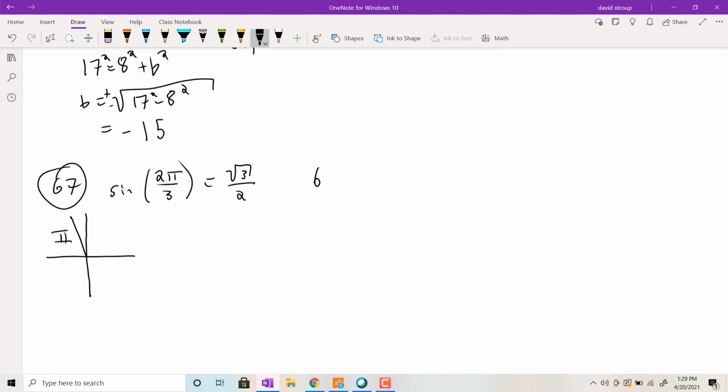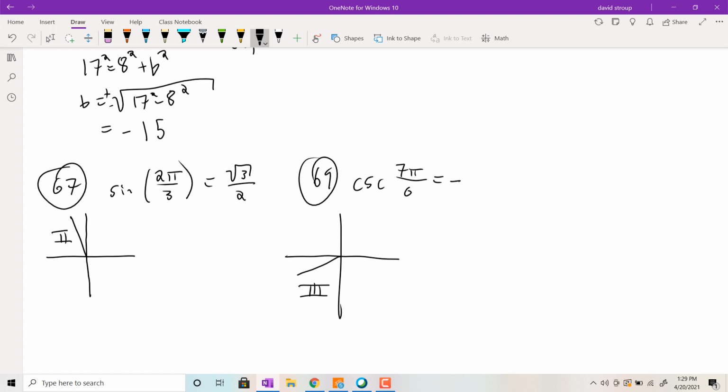Let's look at 69. So we have cosecant of 7 pi over 6. Cosecant is 1 over sine. 7 pi over 6 is 1 more than 6 pi over 6, so it's in the 3rd quadrant. Sine is negative in the 3rd quadrant, so this will be negative. Reference angle pi over 6, sine of pi over 6 is 1/2, cosecant then is 2, so that being negative 2.